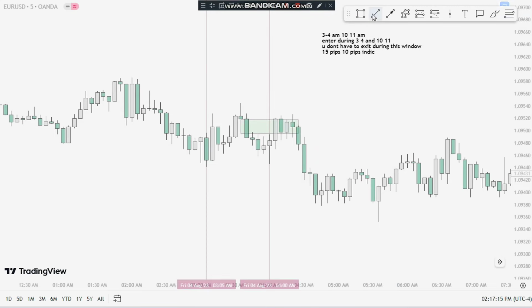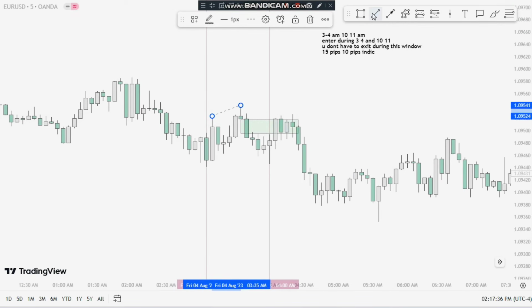So now we will discuss why this is a valid FVG. A few days back I traded this one, and I exited around here. So why is this a valid FVG? You can see that during this 3 to 4 a.m. a high was made in the euro.